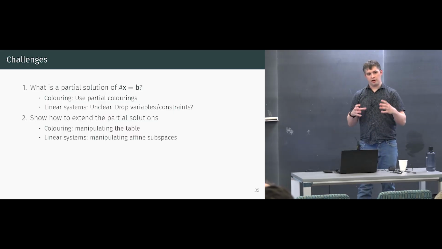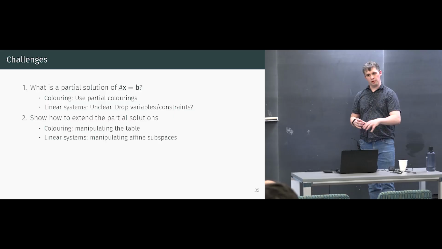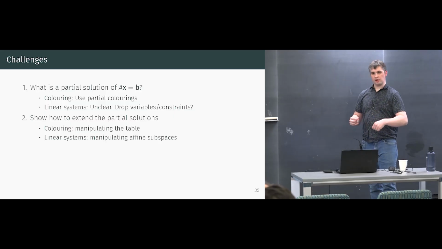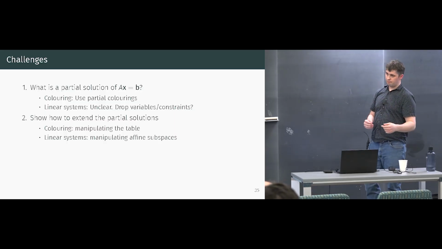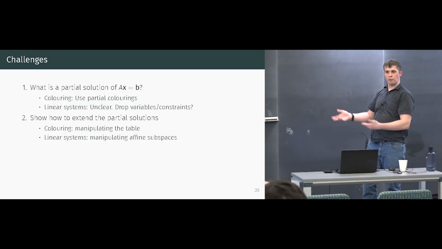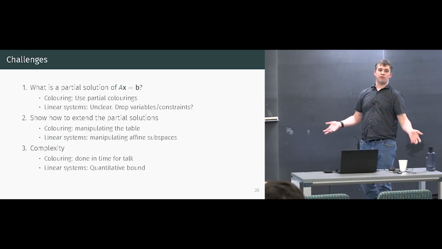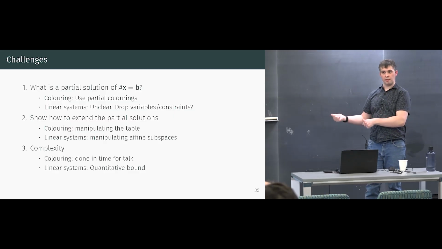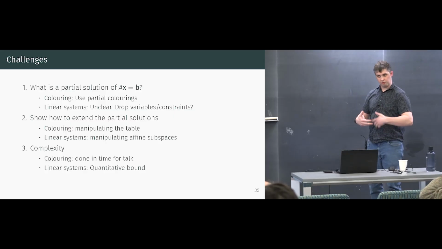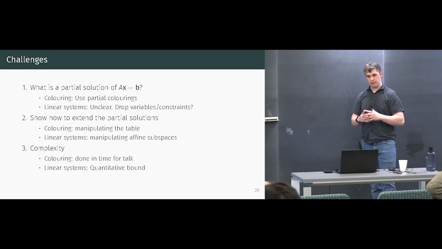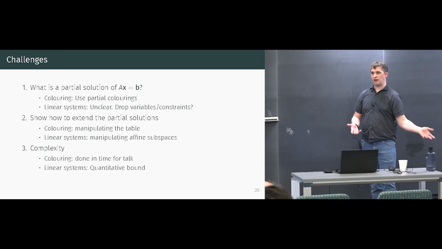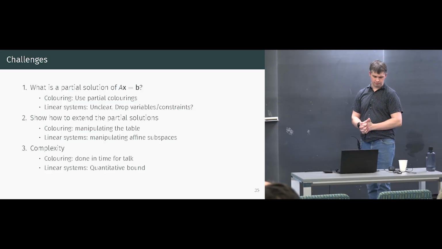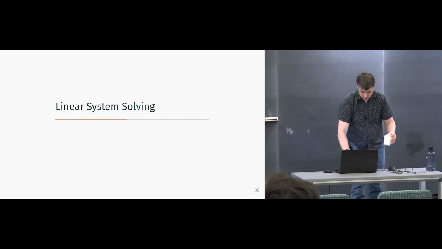And then even once you have a concrete idea of what you're computing at every node of the tree decomposition, you still have to figure out how to do it, how to get from the solution at one level to the solution at the next. And there's some difficult manipulation of affine subspace. Well, not difficult, but there's some work to do. And then at the end of this, we still have to talk about complexity. For this example, we didn't do anything. It was done in time for the talk, so that was good enough. But for the linear systems, we're going to have to get a quantitative bound, right? This nt to the omega minus 1, we have to argue that. Okay. Any other questions?